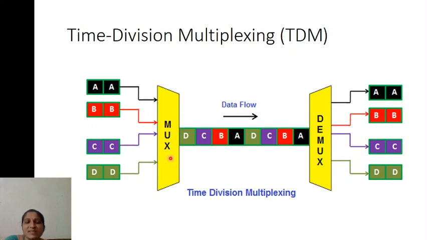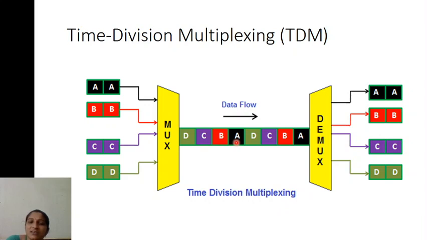What the multiplexer does is collect the data and send it. It will allot some amount of time to each channel for transmission. Suppose initially D comes first, then C, then B, then A. Like that, all of them are transmitted, each given some amount of time.